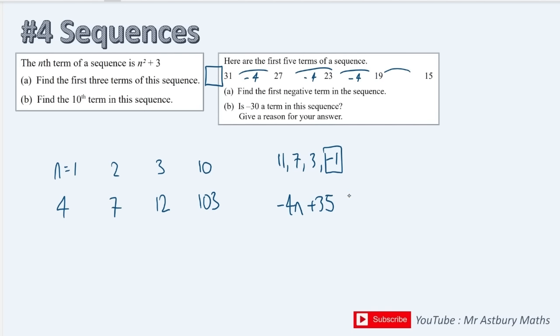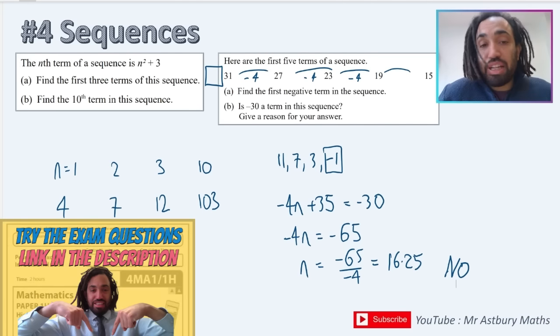Now, does this sequence ever equal minus 30? Well, let's solve for n, and if we get a whole number, then it means it will be in the sequence. So solving for n, I could subtract 35 from both sides to give you minus 65, and then dividing through by minus 4 does not give me a whole number. It gives me 16.25, and that is not a whole number, so the answer is no. Okay, click the link to try some exam questions, and now let's move on.